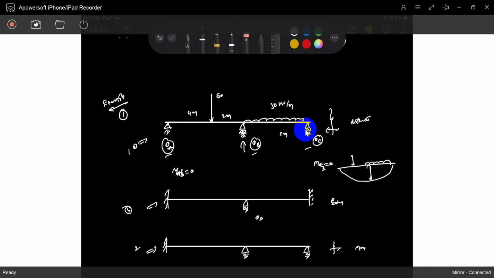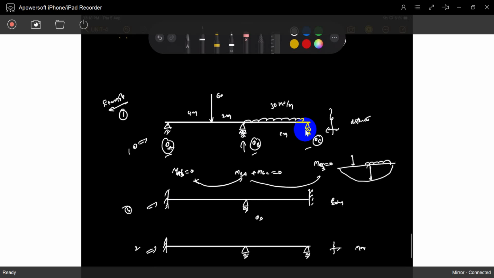Finally, MAB and MCB, and also joint equilibrium: MBA plus MBC is 0. By these three equations you will solve and get theta A, theta B, theta C. Later you substitute in the equations and you will get the values.